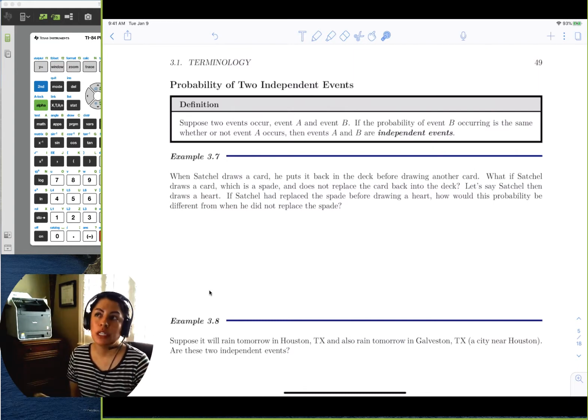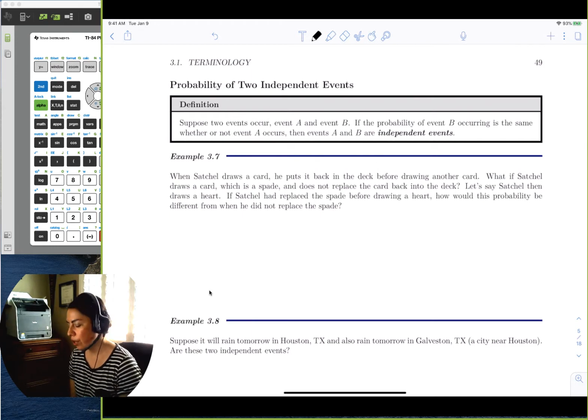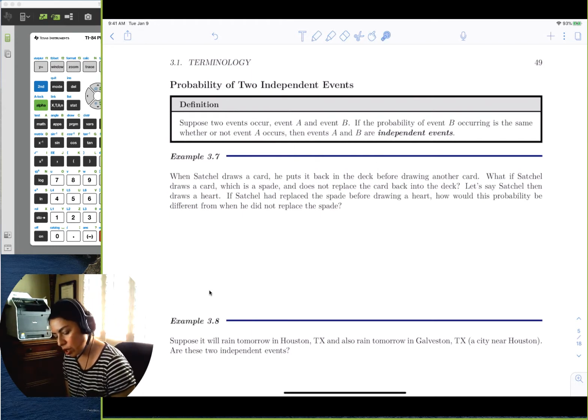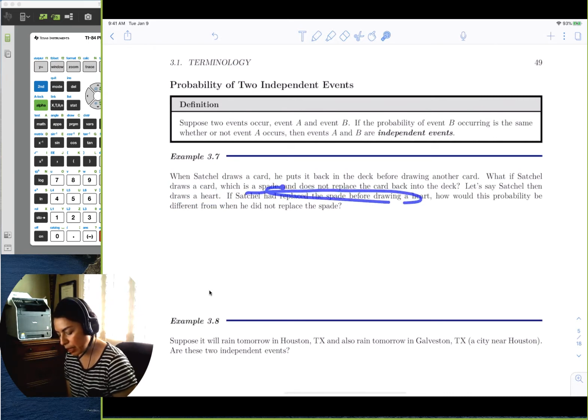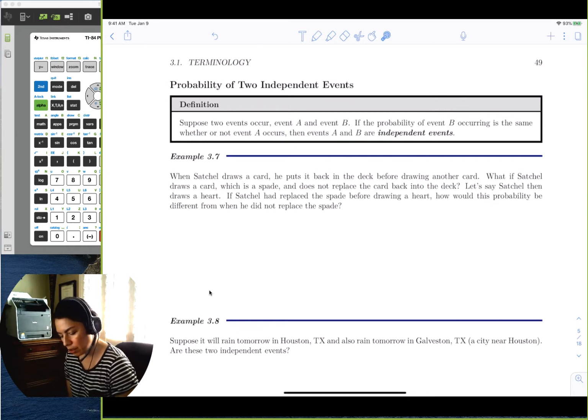Disjoint events, which we just discussed, means outcomes that can't happen at the same time, so it's a little different. Let's talk about when Satchel draws a card and puts it back in the deck before drawing another card. What if Satchel draws a card, which is a spade, and does not replace the card back? Now let's say Satchel draws a heart. If Satchel had replaced the spade before drawing the heart, how would this probability be different than when he did not replace the card?